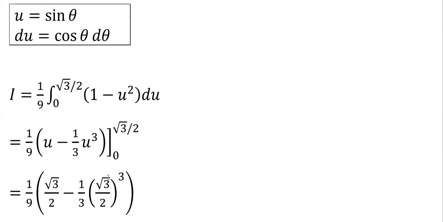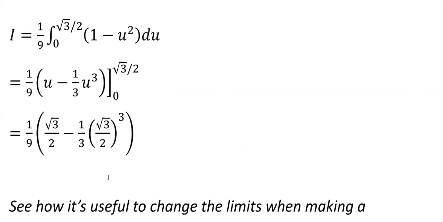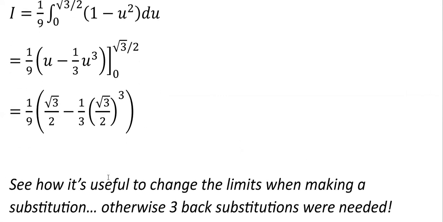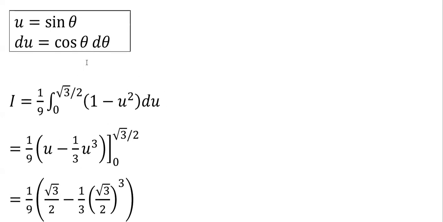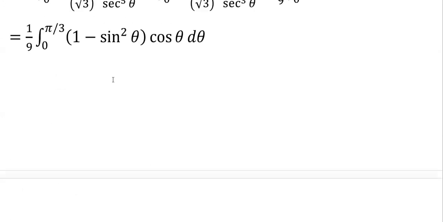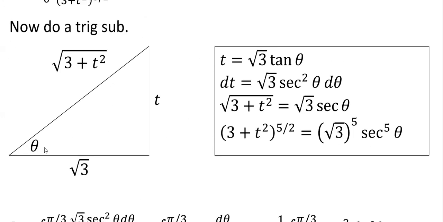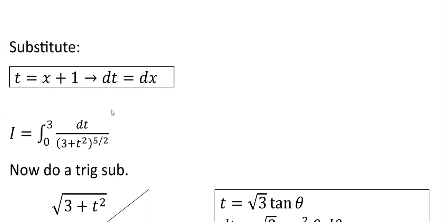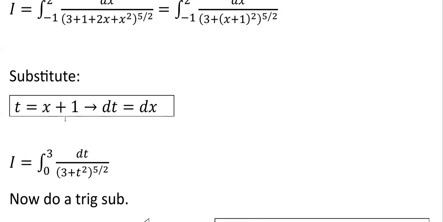The point I want to make here was see how useful it is to change the limits when making a substitution. Otherwise, we'd need 3 back substitutions. Imagine going from u, we have to ask, what's the definition of u? Sine theta. So we back substitute sine theta. What's the definition of sine theta? We got to look at our triangle. Sine theta is t over square root of (3 plus t squared). And then what's t? t is x plus 1. And then we have to evaluate all that algebra with all the square roots.